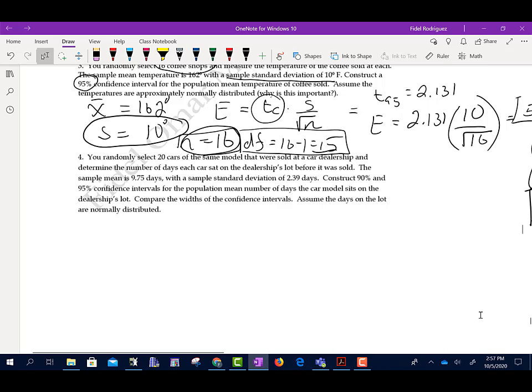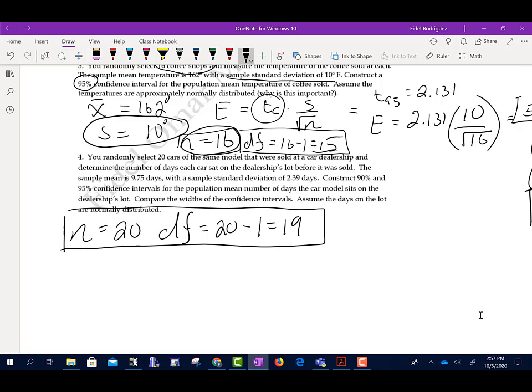All right, so taking a look at number 4, it says we randomly select 20 cars of the same model. So that's telling me my n is going to be 20. If my n is 20, my degrees of freedom, remember, is always n minus 1, which will be 19. We randomly select 20 cars of the same model that were sold at a car dealership and determine the number of days each car sat on the dealership's lot before it was sold. The sample mean, my x bar, is 9.75 days, with a sample standard deviation, my S value, of 2.39 days. Construct 90% and 95% confidence intervals for the population mean number of days a car model sits on the dealership's lot. Compare the widths of the confidence intervals and assume the days on the lot are normally distributed.